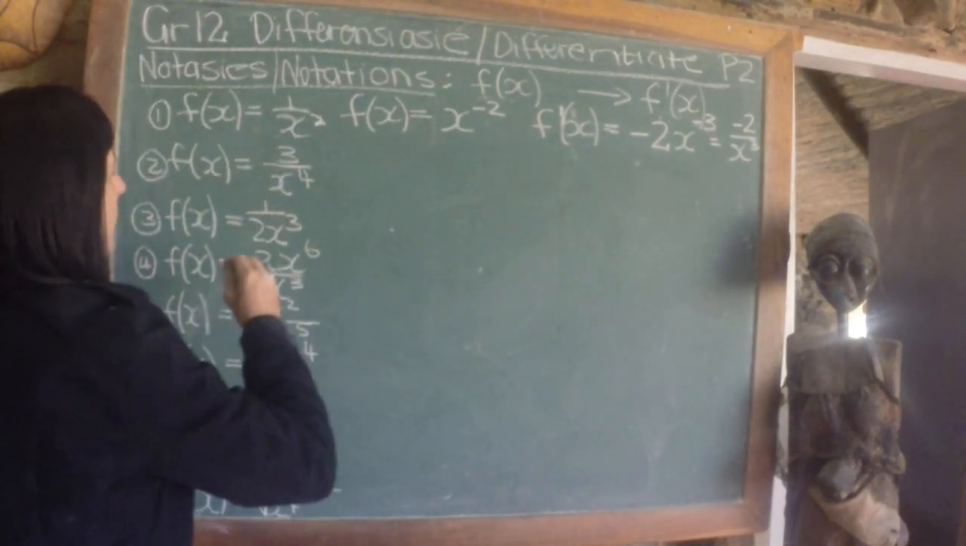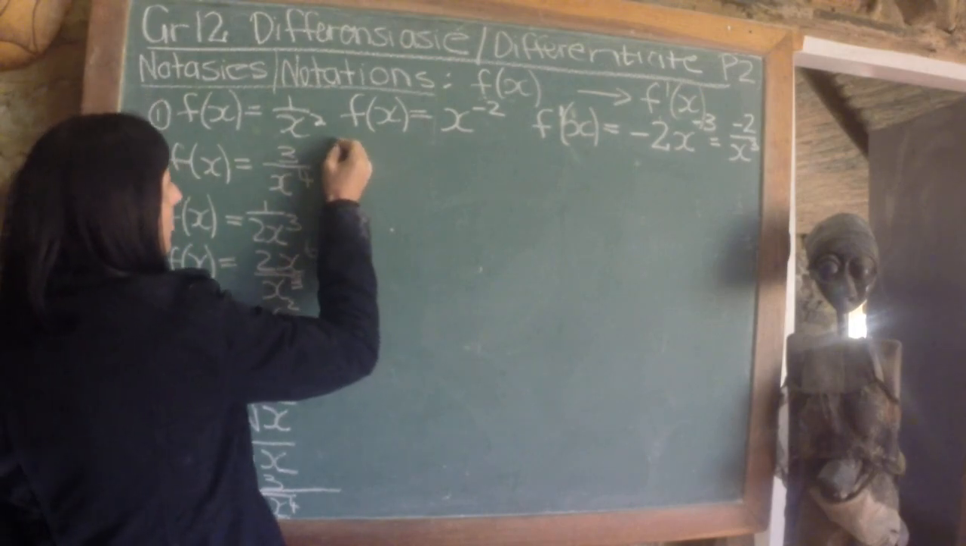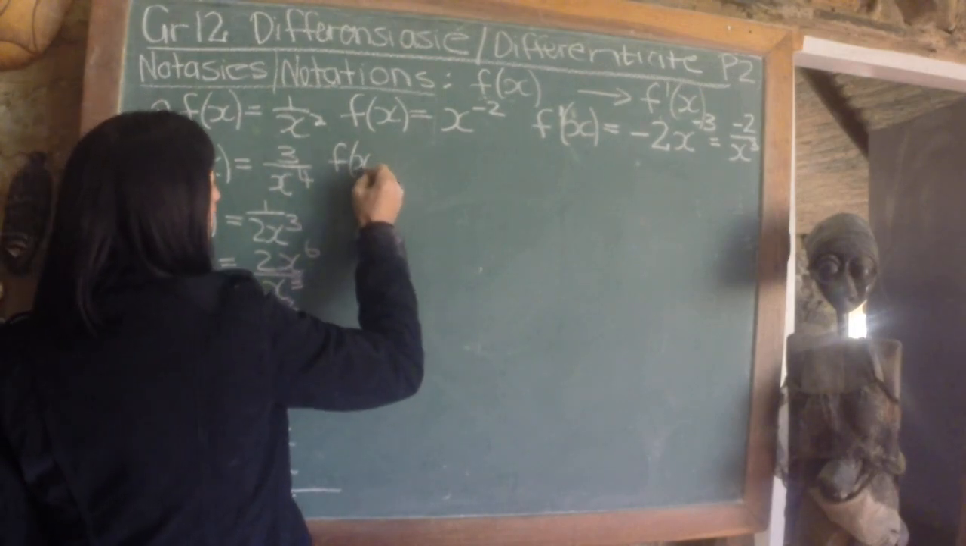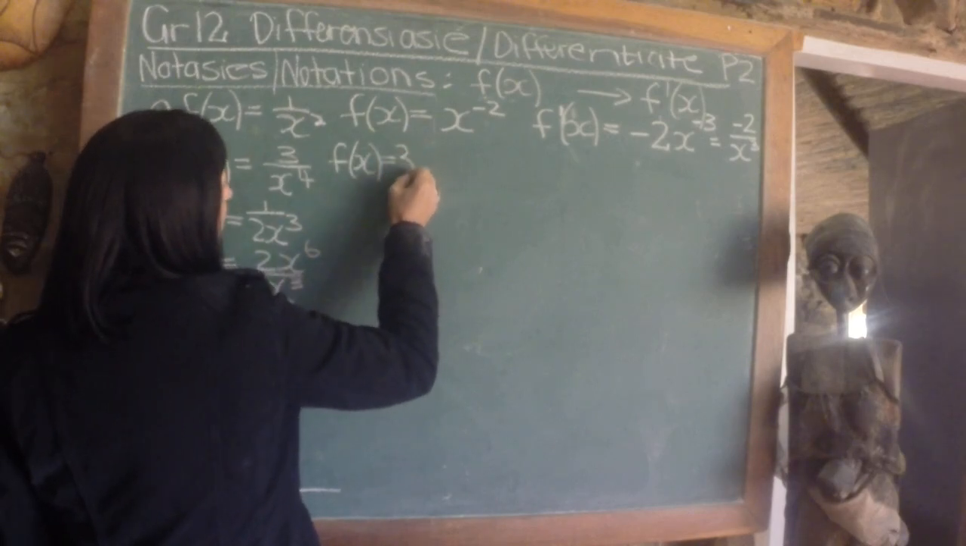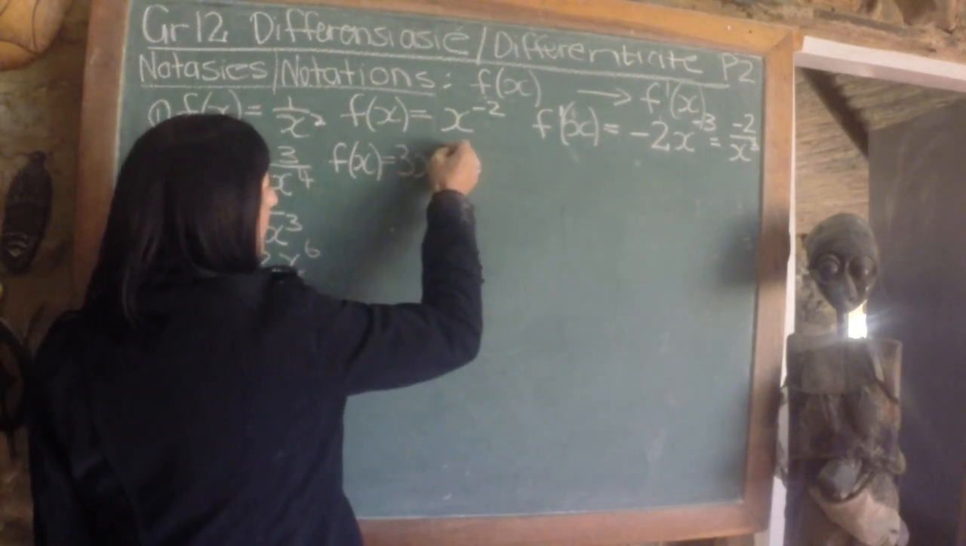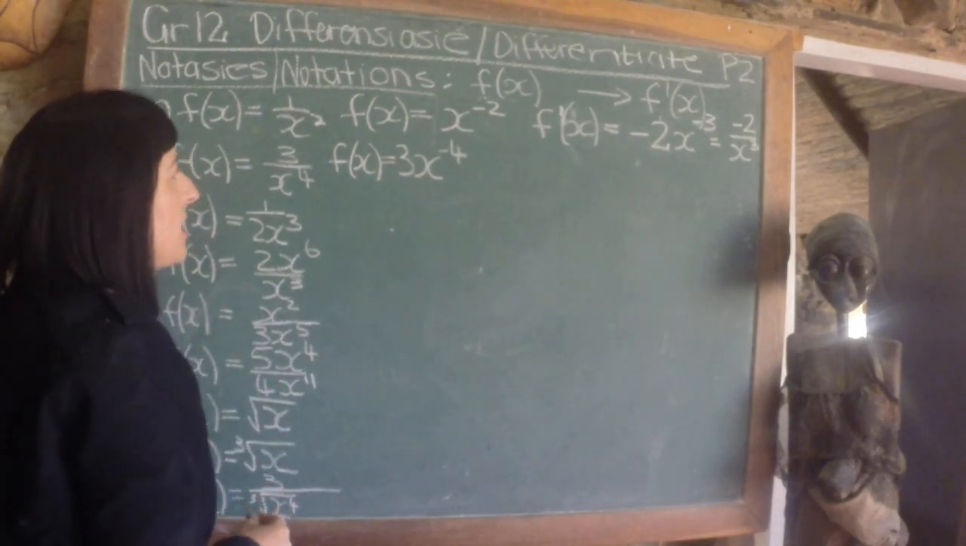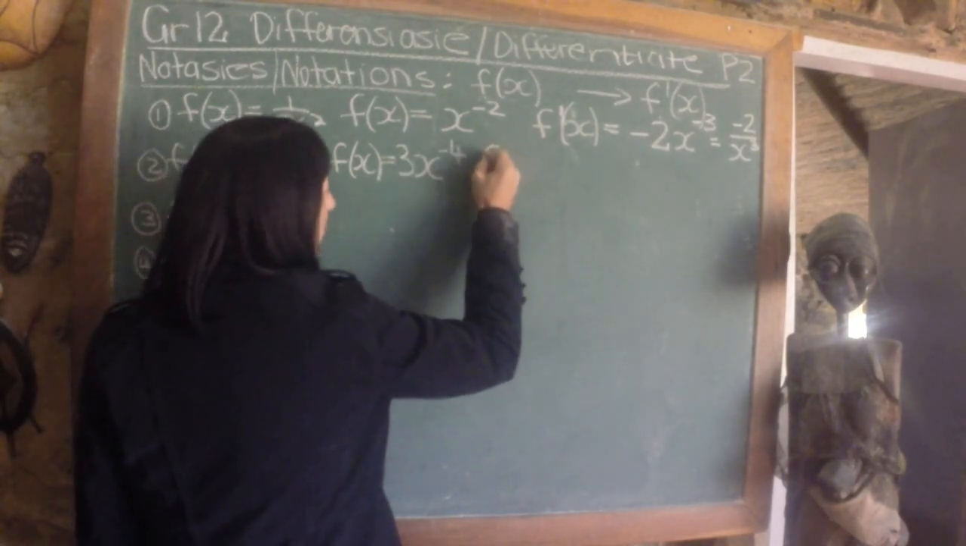Good, let's do this one. Rewrite fx without the fraction. Fx is gelyk aan 3 maal x tot die mag minus 4. Without the fraction. Now I can differentiate.